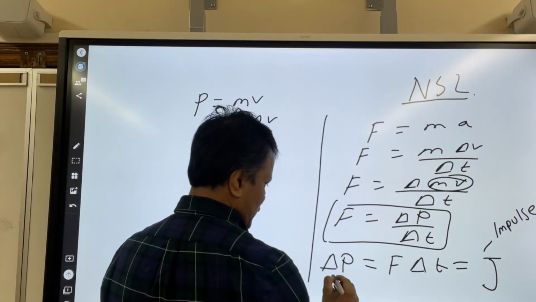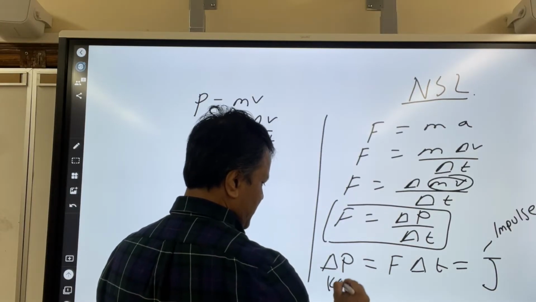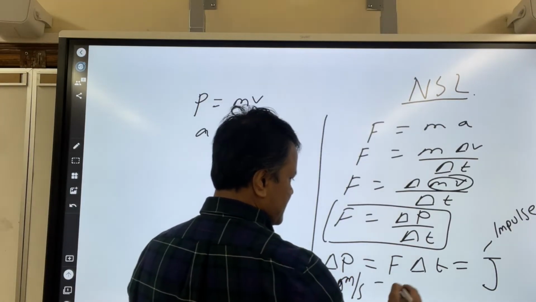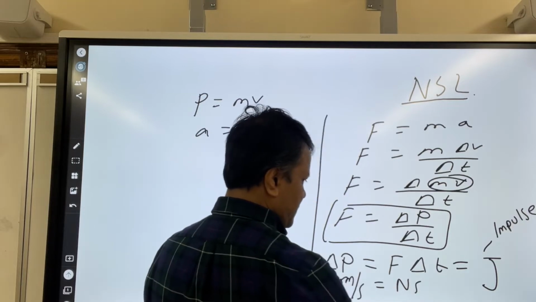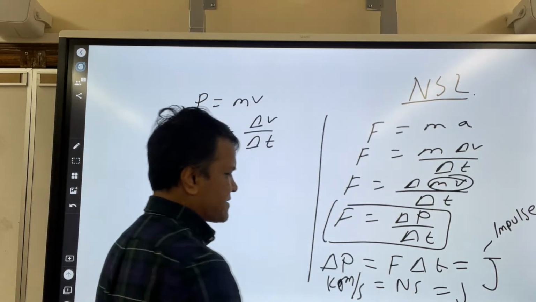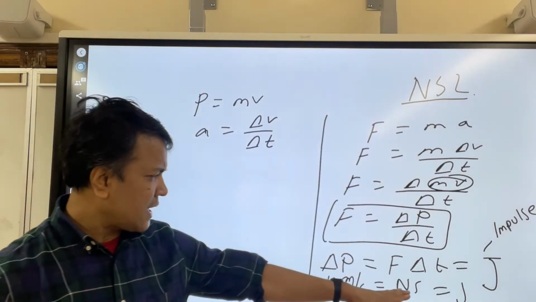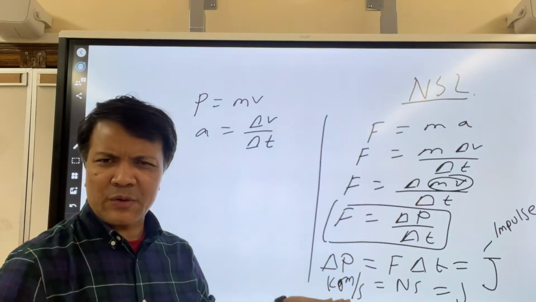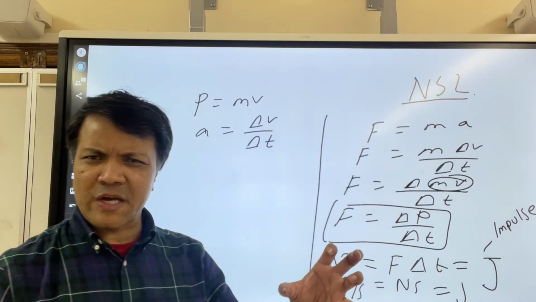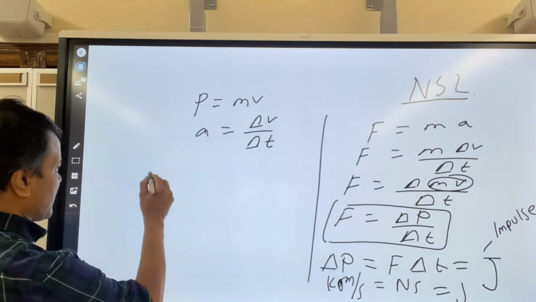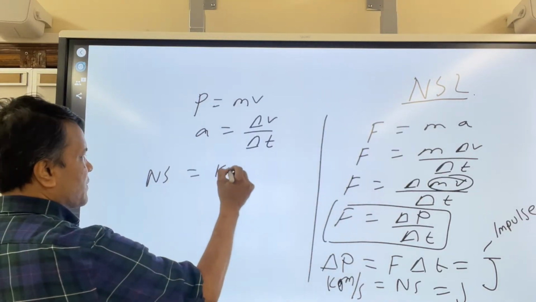All right. So the change in momentum is kilogram meter per second. And this is Newton's second, and they are the same thing. So that's impulse. The SI unit for impulse is Newton's second or kilogram meter per second. Newton's second is equal to kilogram meter per second.